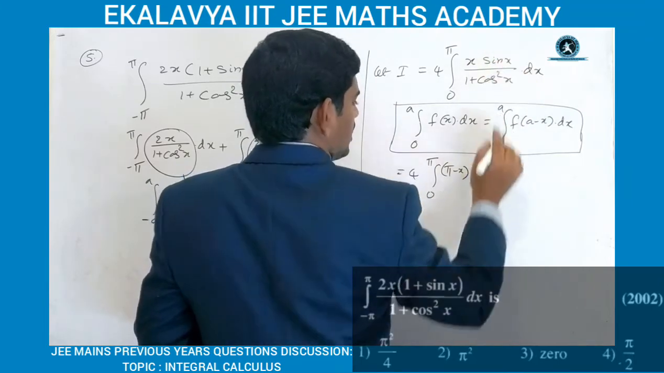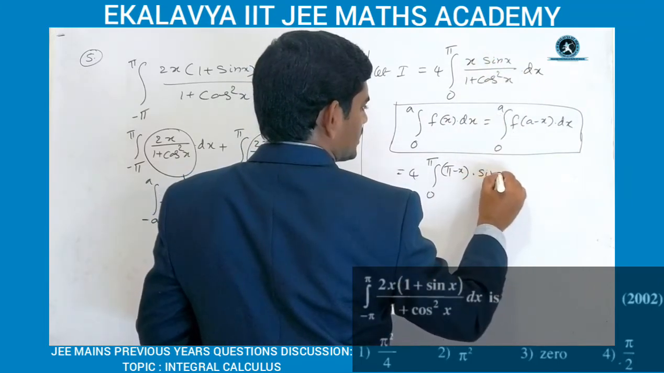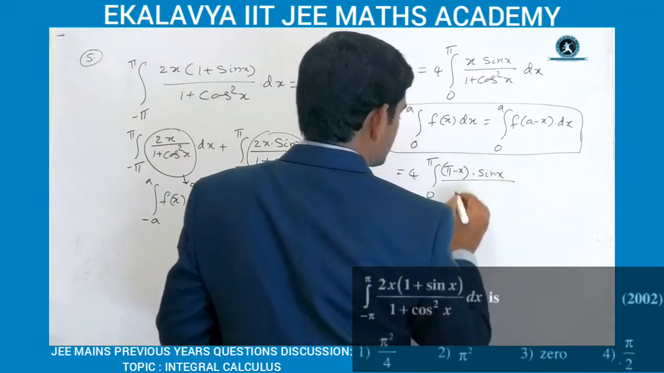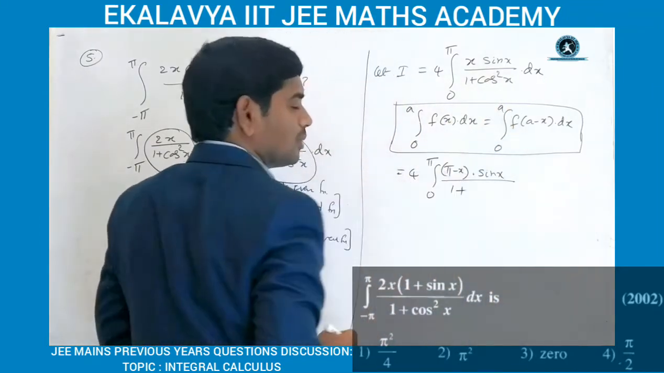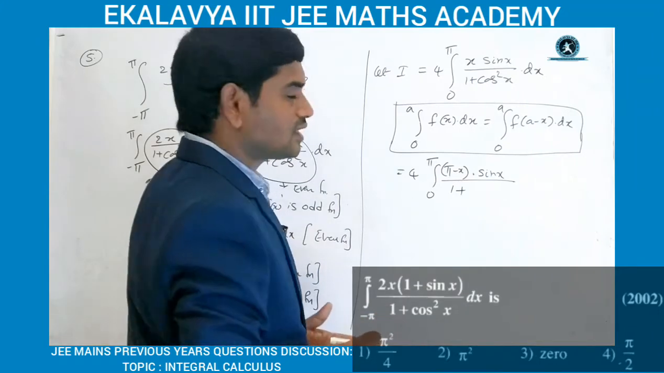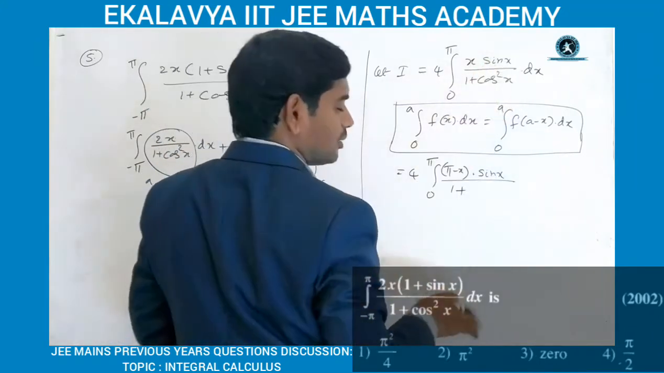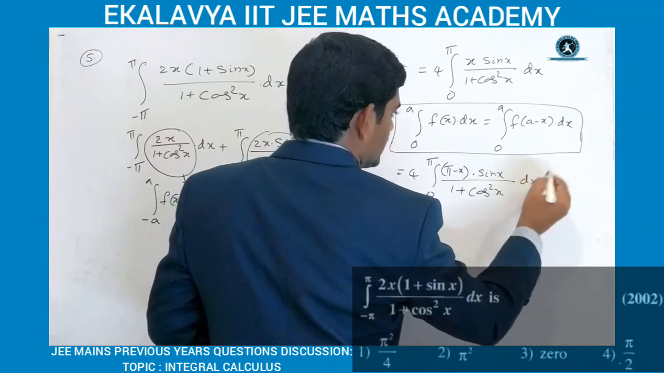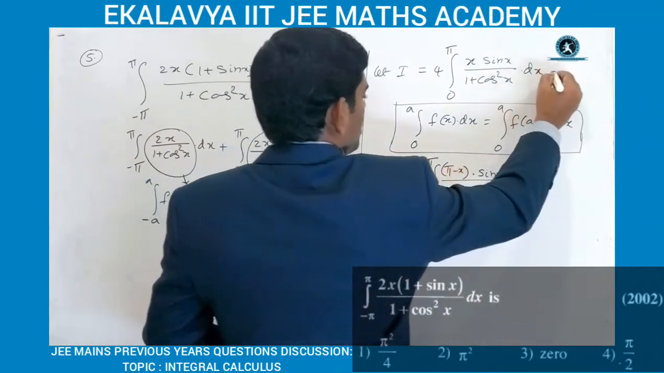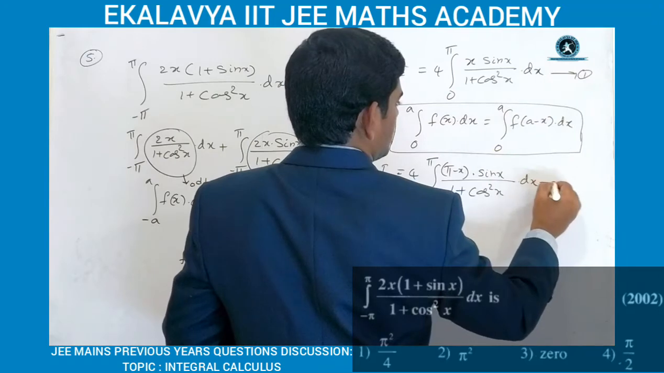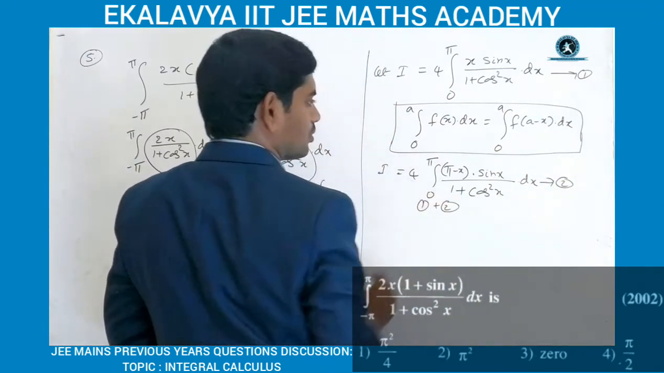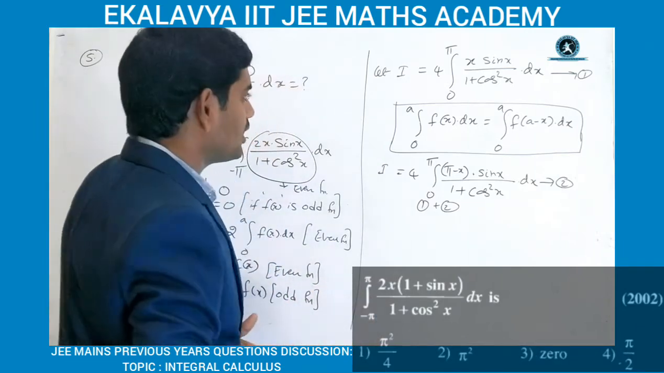Then sin of pi minus x is sin x. Sin of pi minus x, in the second quadrant sin is positive, so we get sin x upon 1 plus cos of pi minus x, which is minus cos x. Anyhow we have the square here, so it becomes a plus. So the denominator is as it is, 1 plus cos square x dx. I am taking this as equation number 1 and this as equation number 2. Now I am adding 1 plus 2, left side and right side.